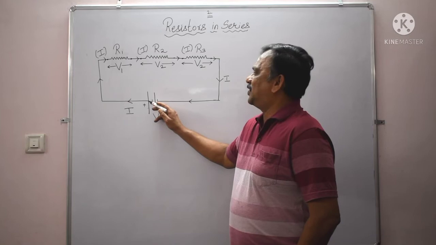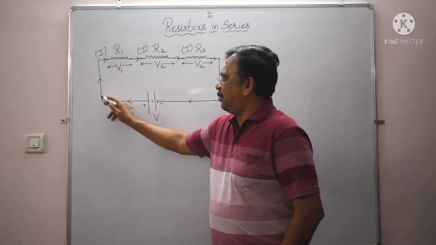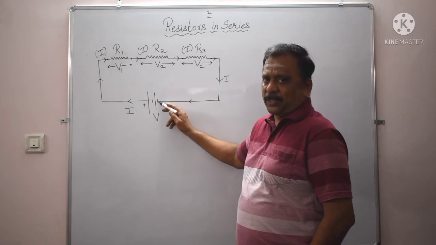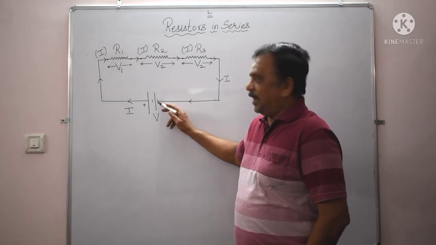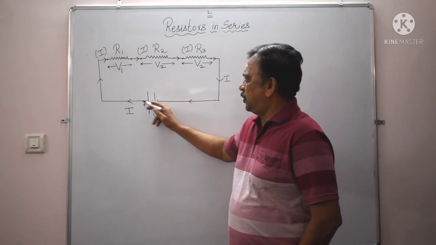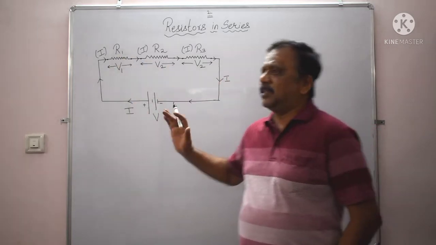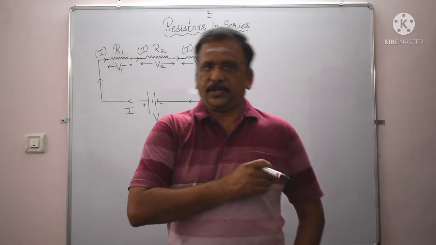And again the current starts flowing away from the positive terminal through various circuit components and then reaches the negative terminal. And inside the battery it flows from negative terminal to positive terminal. And the flow continues like this as long as I keep the circuit in switch on condition.